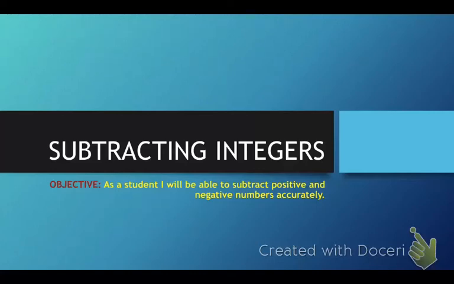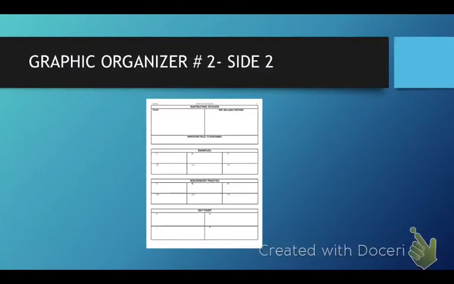Alright guys, video 3, 7th grade math, talking about integers, a big major standard in 7th grade. I want you to make sure you know how to do this before you go there. Your objective for this video is, as a student, you should be able to subtract positive and negative numbers accurately. Okay? Now, you need graphic organizer number 2, side number 2.